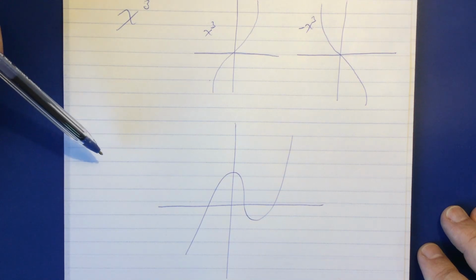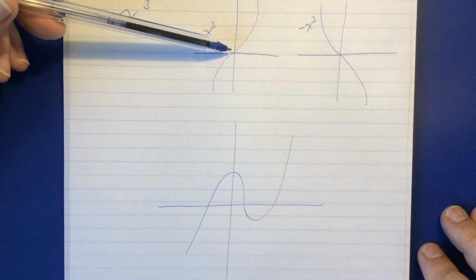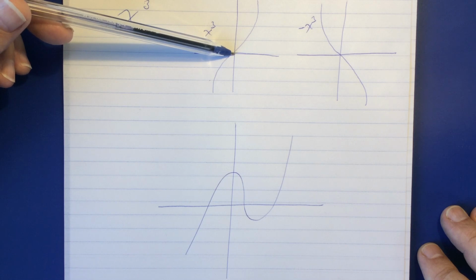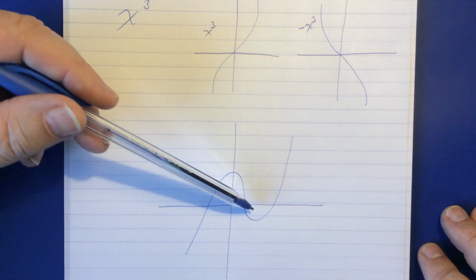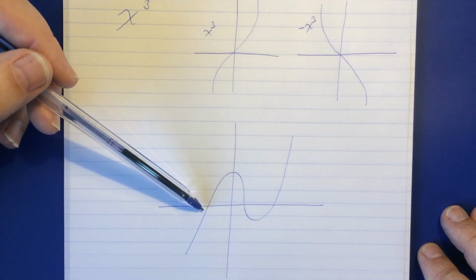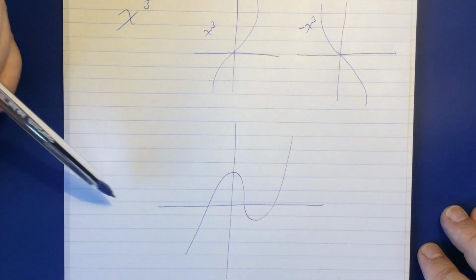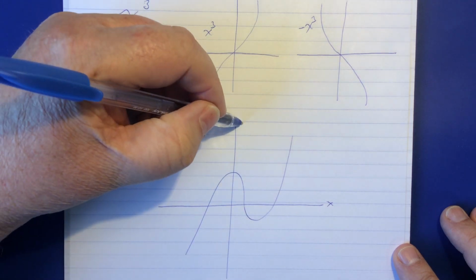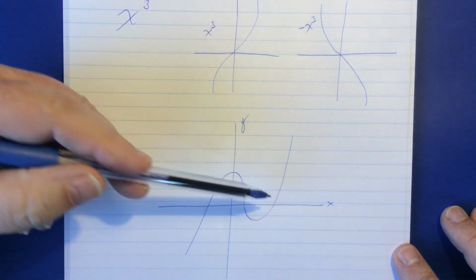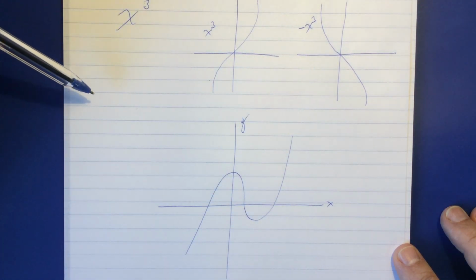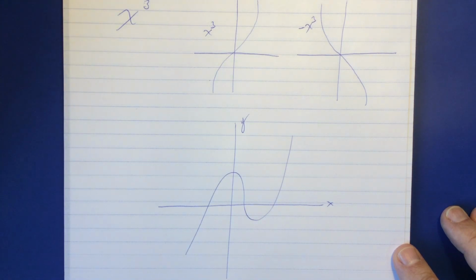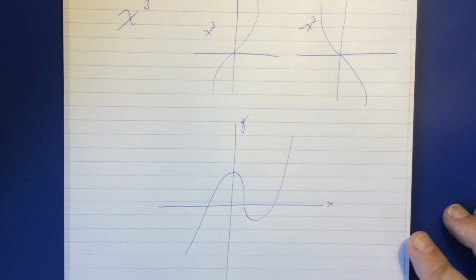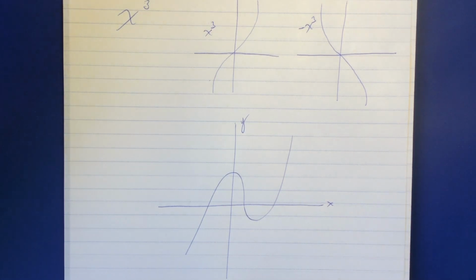And instead of having just one interception point on the x-axis, it's in this case got 3. One of them is in negative territory. 2 of them are in positive territory. And that's a not uncommon feature.